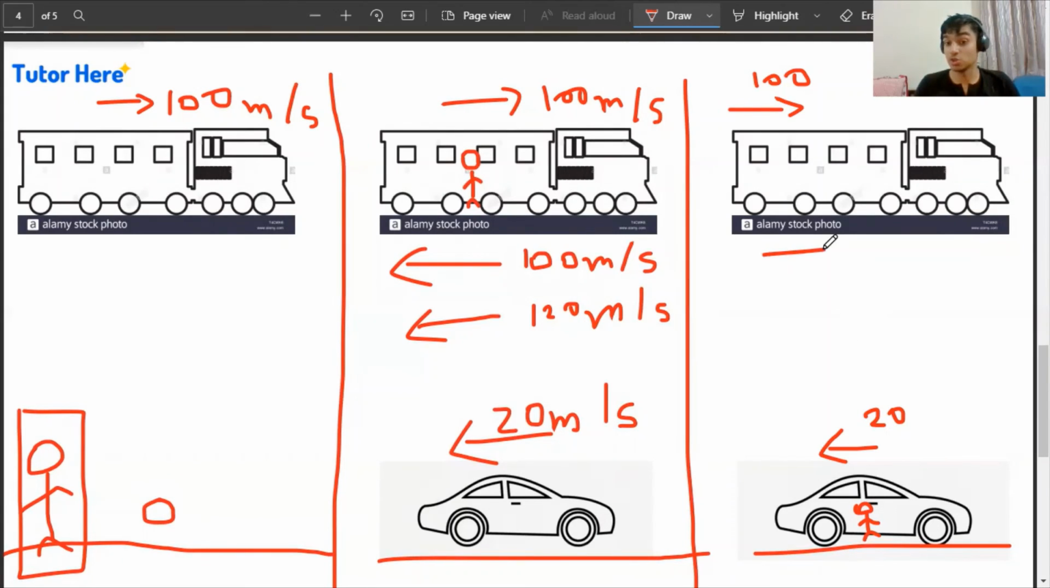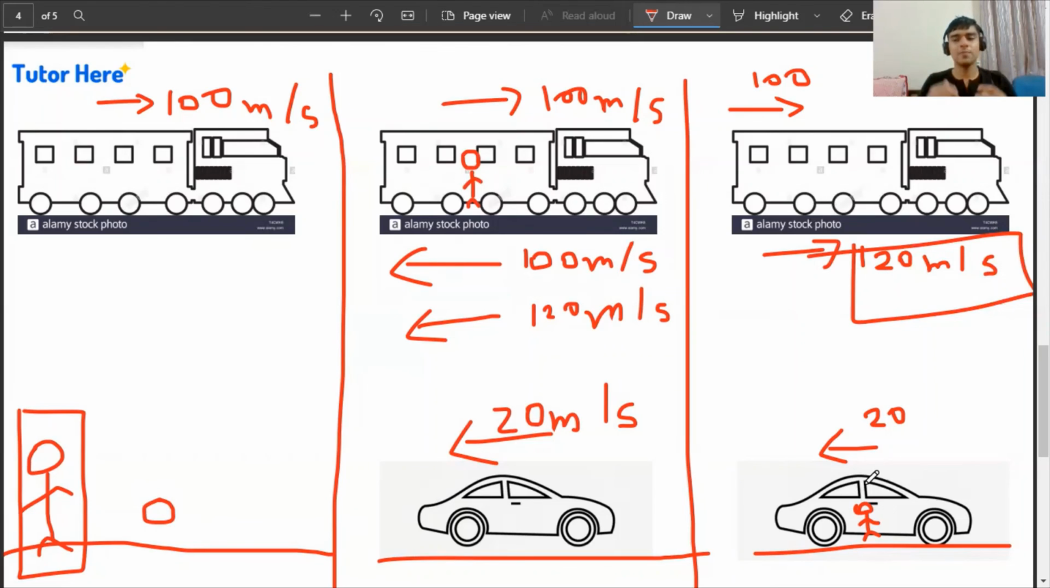And you would say the velocity of the train is towards the right, 120 meters per second. Why? Because when you're in the car, from your frame of reference, the car is stationary. But from the ground, the car is moving towards the left at 20 meters per second. So it'll be 120 meters per second for the velocity of the train, all right? What would be the velocity of the ground?